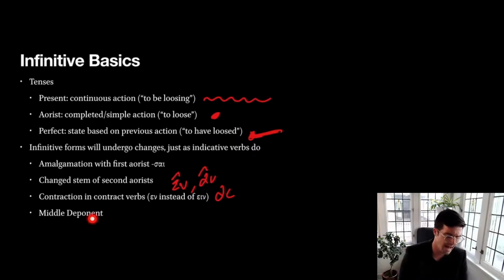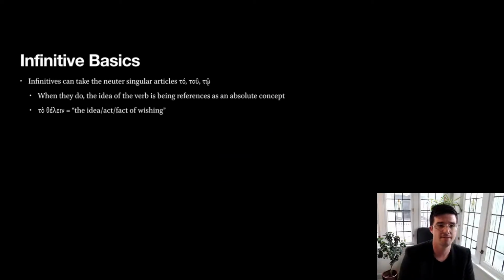And then lastly, when a verb is middle or deponent in a tense in the indicative, in that same tense in the infinitive, it is likely to be deponent as well. So, and remember, deponent means what? That's right. It is middle in form, but active in meaning. So don't be surprised when you see infinitives that are middle in form, but you translate them actively. They're going to follow that same pattern that they do in the indicative. If they take a middle deponent form in the indicative, they're likely to do the same in the infinitive.